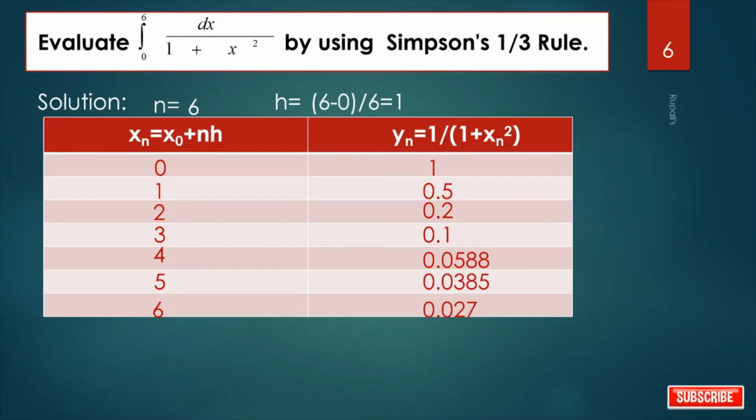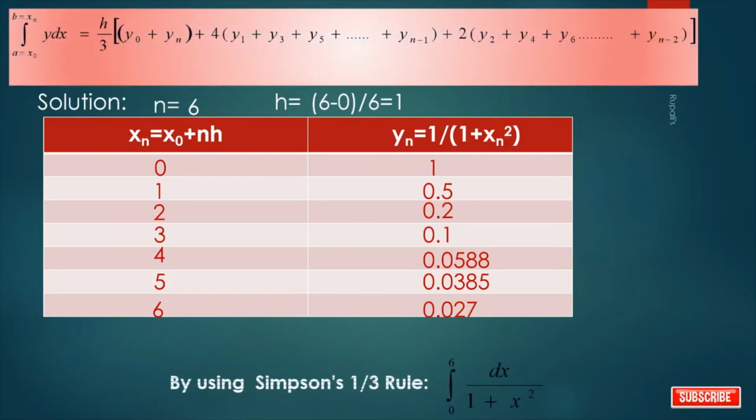Now the formula for Simpson's one-third rule is this. So, h by 3, h is 1. So, 1 by 3 times [y0, which is 1, plus yn, which is 0.027, plus 4 into all odd terms, that is 4 into (0.5 plus 0.1 plus 0.0385), plus 2 into all even terms, that is 2 into (0.2 plus 0.0588)], and after calculation we get the result.